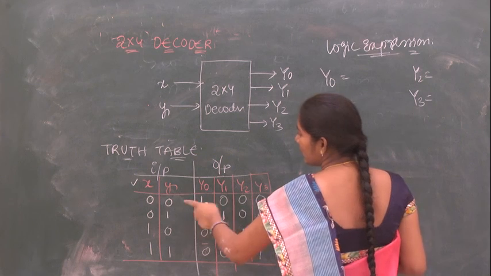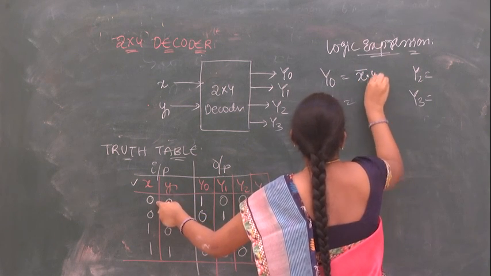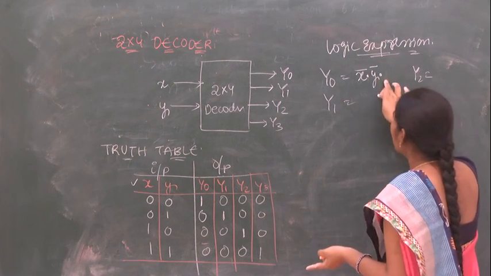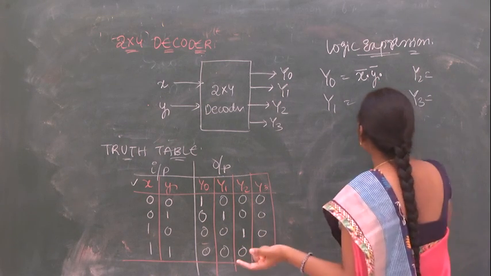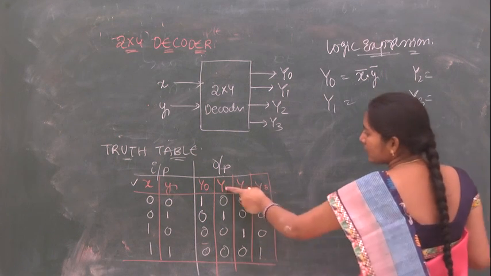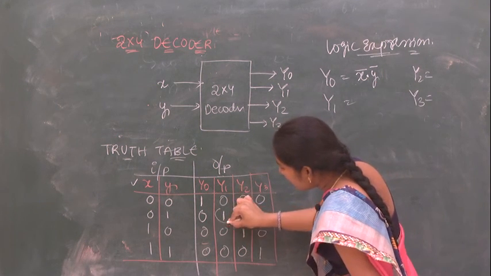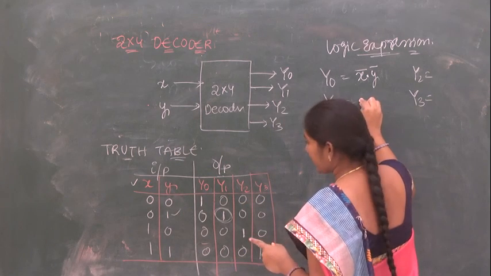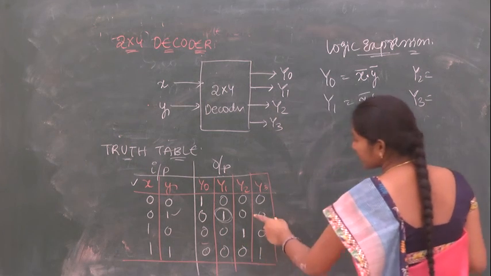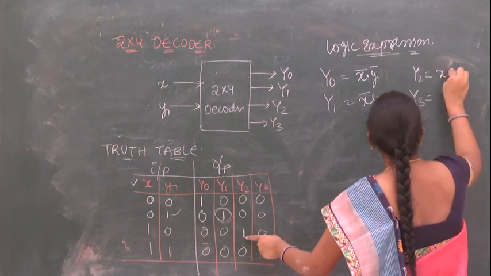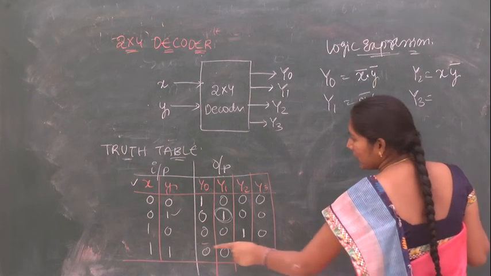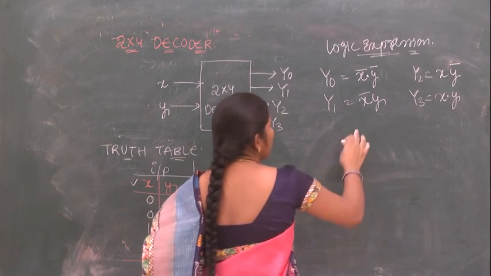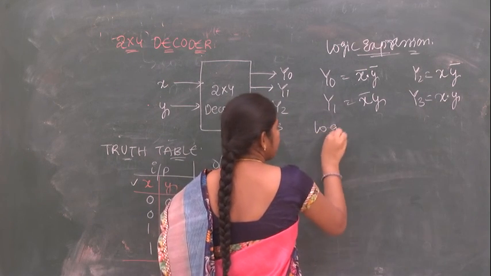See, y0 value is what? X bar y bar dot 1. No need to write 1, because though it is ANDed with 1, the output value is x bar y bar itself. So y1 means what? In this case only the y1 value is high, so consider this case itself. That is x bar y. y2 means this one, that is x y bar. y3 is x y. So as I know the logic expressions, I can develop the logic diagram.